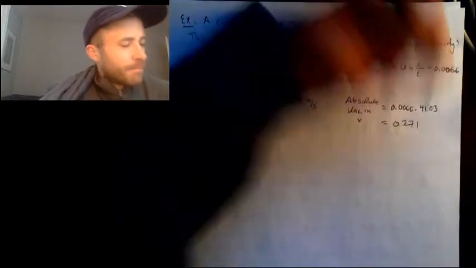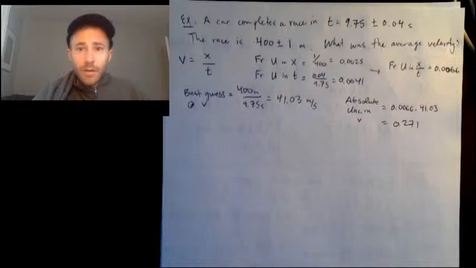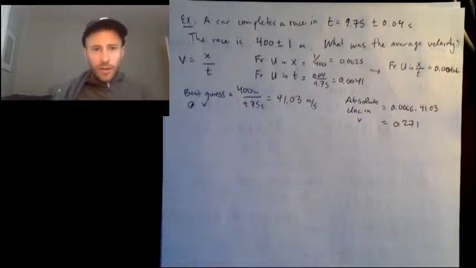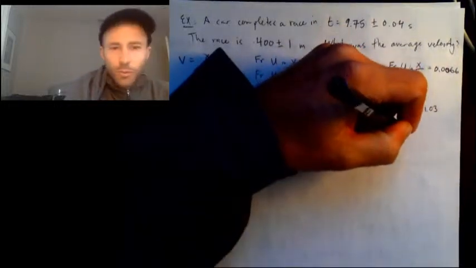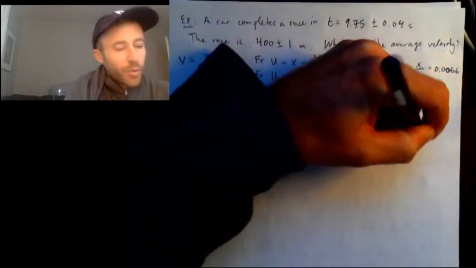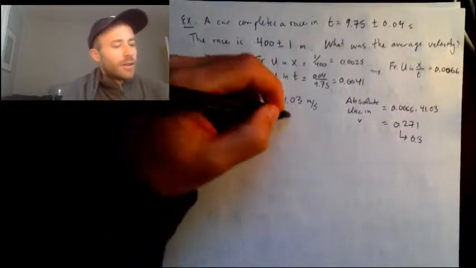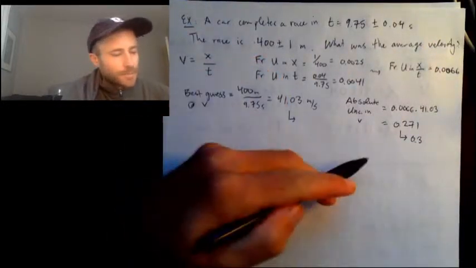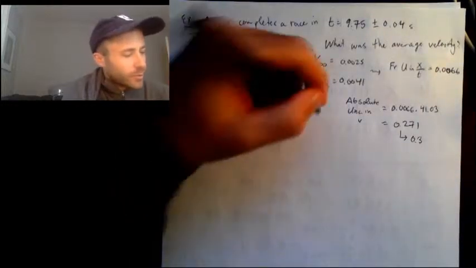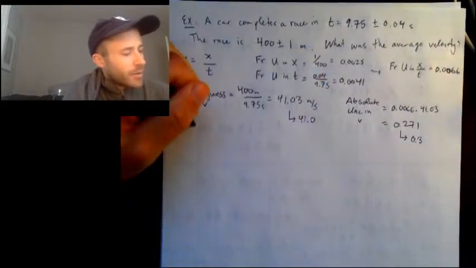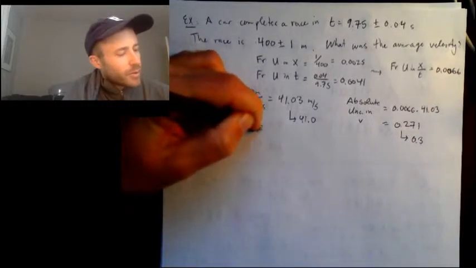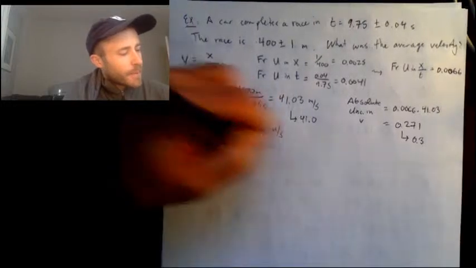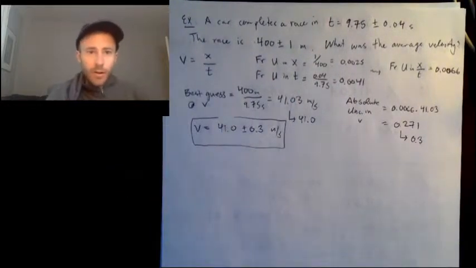Which gives 0.271. Okay? So now what I have to do is round to the correct place value. So I round this to one significant digit, that's 0.3. And then this gets rounded to the tenths place, so this would become 41.0. And my quoted value is going to be 41.0 plus or minus 0.3 meters per second.